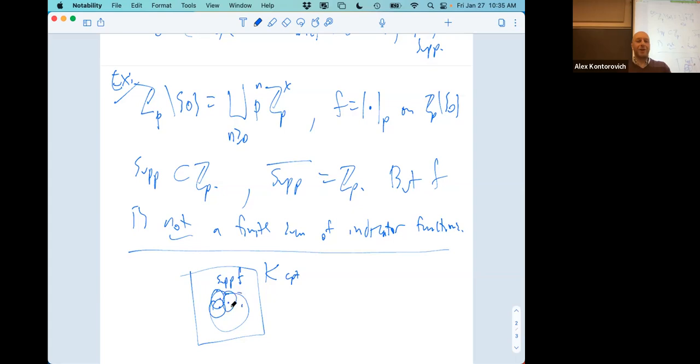Those open balls are not necessarily a cover of K. What I said last time is, you take these open balls, there has to be a finite subcover, but they don't necessarily cover K. They do cover the support. So the fact that the support is contained in a compact set, or that the closure of the support is a compact set, does not mean that these open balls cover all of K. And indeed, that's exactly what's happening here. These open balls, the open balls on which F is constant, do not cover a compact set.